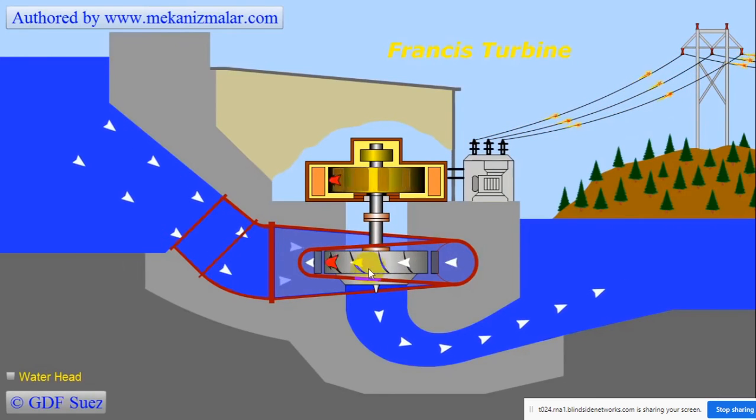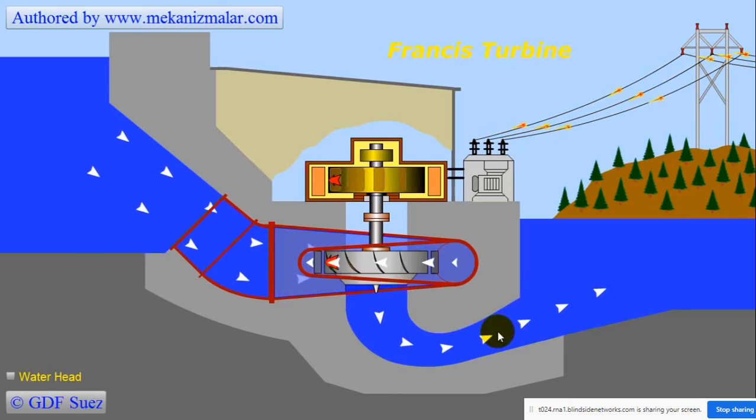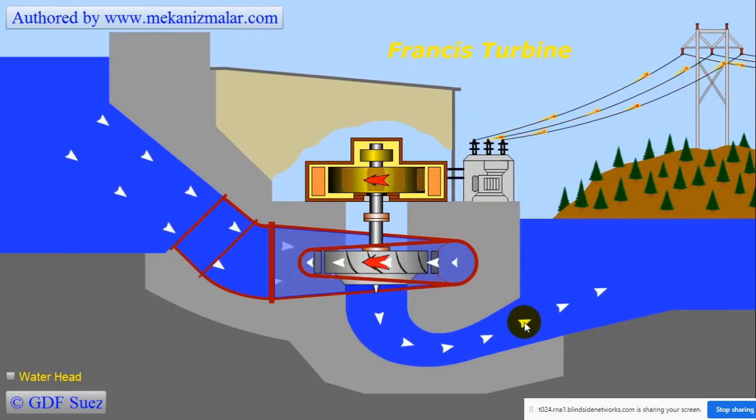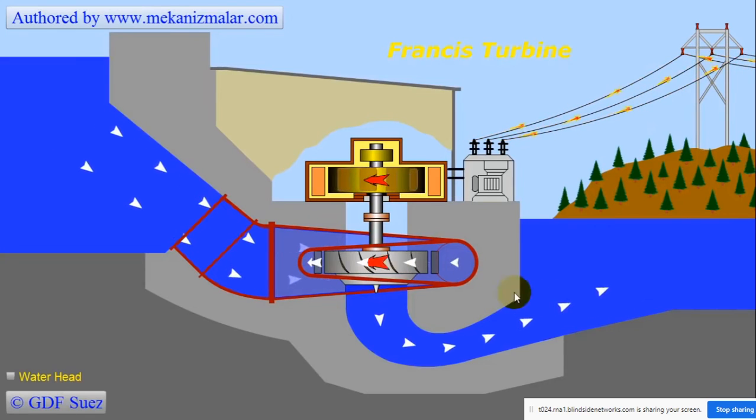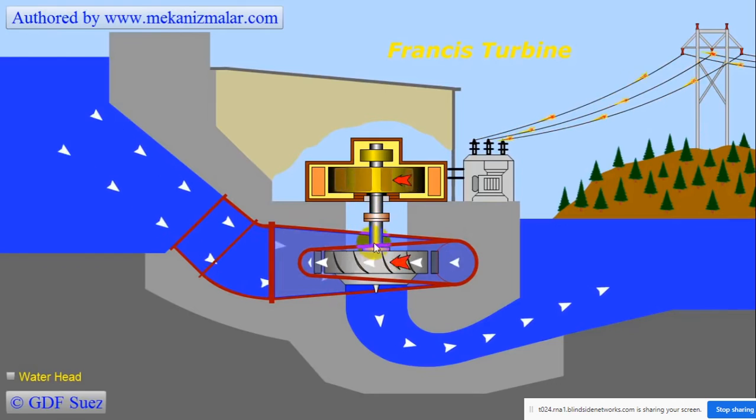The water continues its motion downward under the runner to the exit pipe. The exit pipe discharges the water to the environment as low pressure water. The turbine shaft of the Francis turbines is almost always mounted vertically.